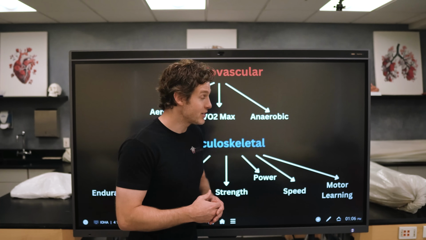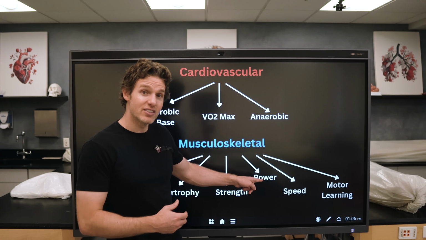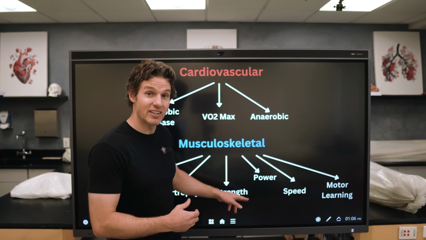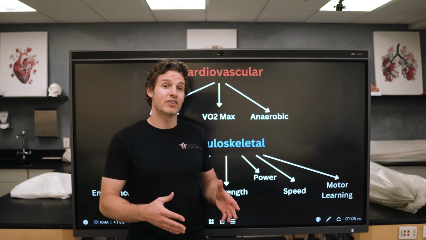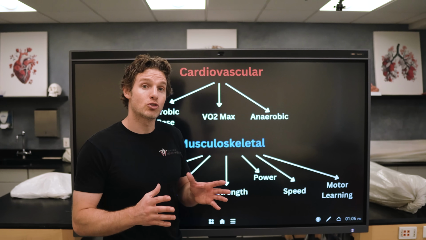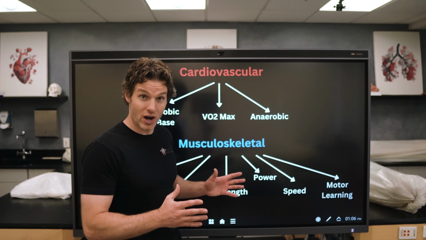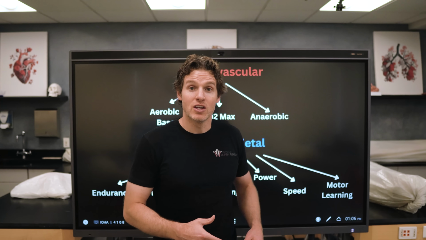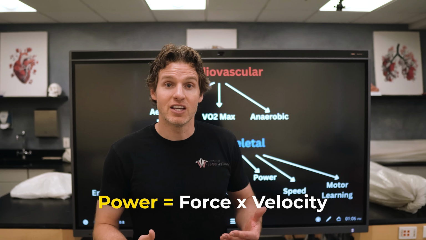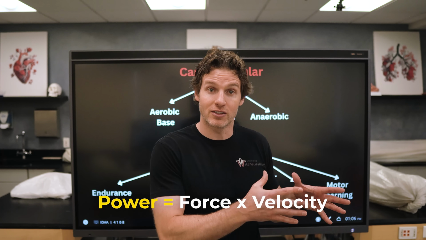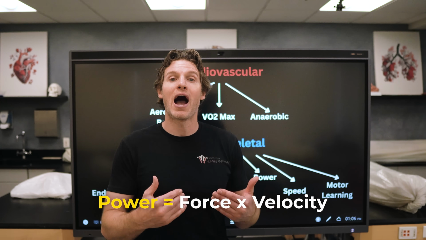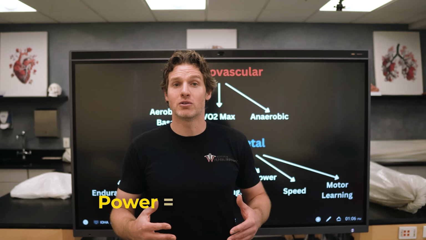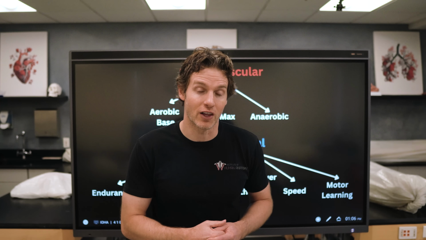Now notice I placed power slightly above and between strength and speed. And the reason for this is that power is the expression of both strength, muscular force, and speed, contraction velocity. So one way of thinking about this is the faster you can express the strength that you have, the more power you will produce. And this is often referred to as rate of force development.